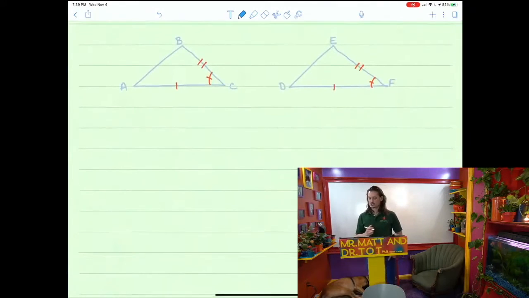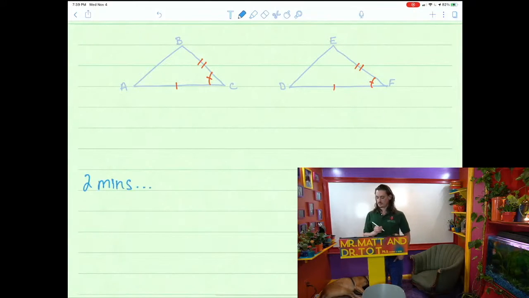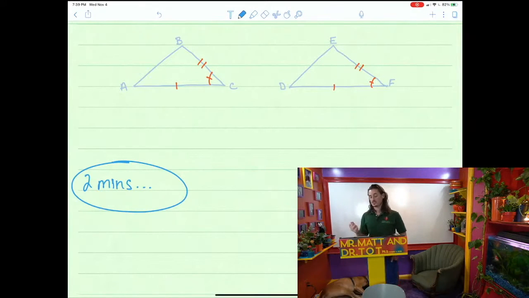If you have any questions, then please let me know. Otherwise, 2 more minutes, take a look at these 2 triangles.